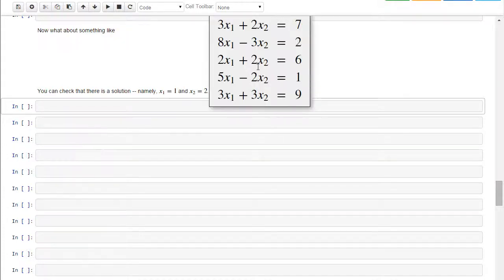Try it out. 3 times 1 plus 2 times 2 is 7. 8 minus 6 is 2. 2 plus 4 is 6. 5 minus 4 is 1. And 3 plus 6 is 9.